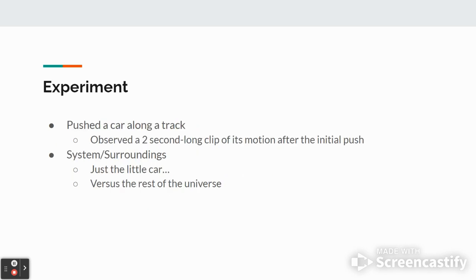Experiment. The object observed in this experiment is a small car running along a track. After a momentary push, the car travels leftward on the track. 2 seconds of this leftward movement, starting from after the car is released, are captured and analyzed. Here, the system is just the car, as its motion is all that we're looking at. Conversely, the surroundings include the track it rides on and the entire rest of the universe.